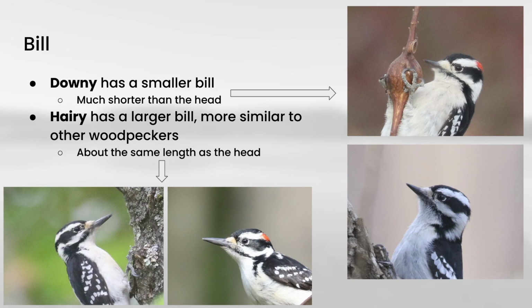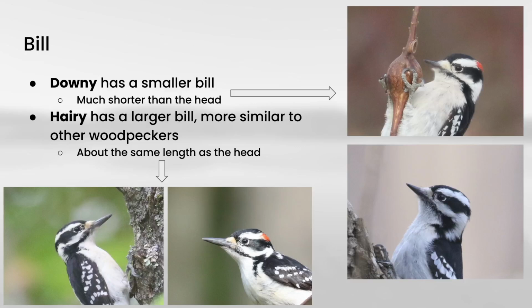One of the most helpful features for identifying these two is the size of the bill. Downy woodpecker has a smaller bill, and if you picture turning the bill around, the bill is much shorter than the head. You can see it only really would project back midway into the head. Whereas hairy woodpecker has a larger bill that is more similar to the size of the other woodpeckers. And if you picture that going back through the head, you can see it makes it most of the way.